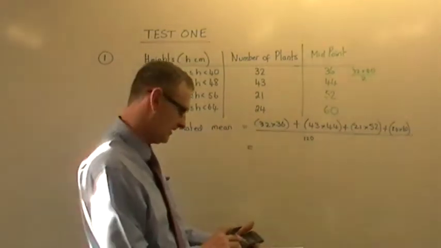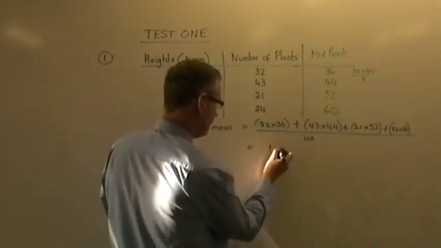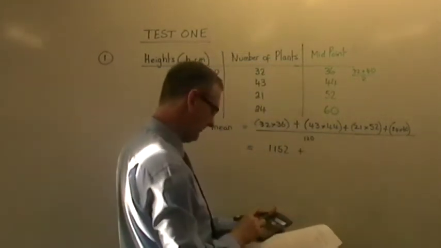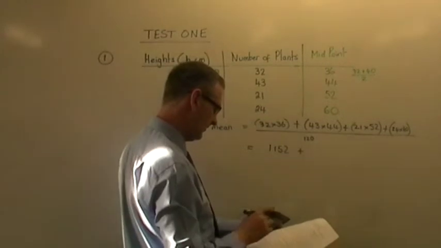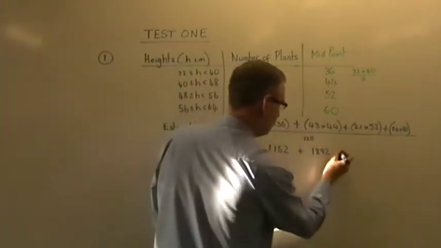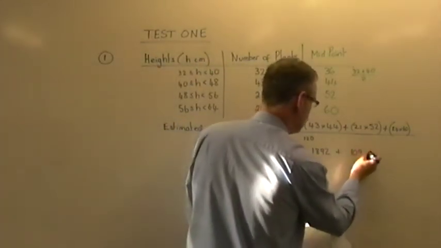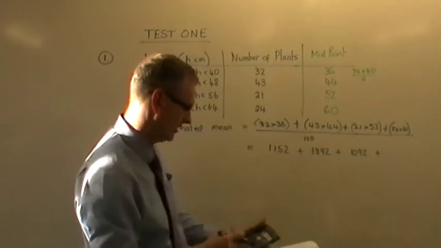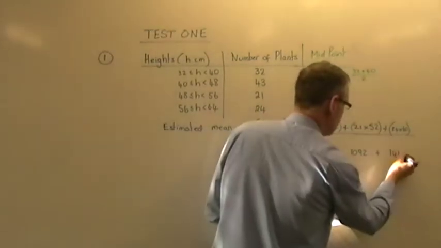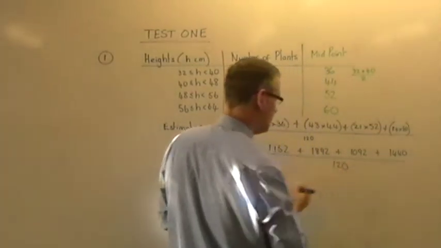Fine. Now we work out from a calculator what each one of these on the top line is going to be. So if I get a calculator, very quickly, 32 times 36 is equal to 1,152 for that, plus for the next batch of 43 plants, 43 plants times 44, 1,892 is the total height of all those plants, plus I've got 21 lots of 52, that's 1,092 is the total height for that particular group of plants, and then I've got 24 plants times 60, 1,440 is the total height of that last group, and I now need to divide by 120.